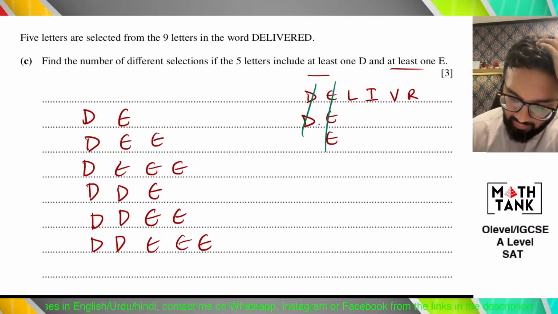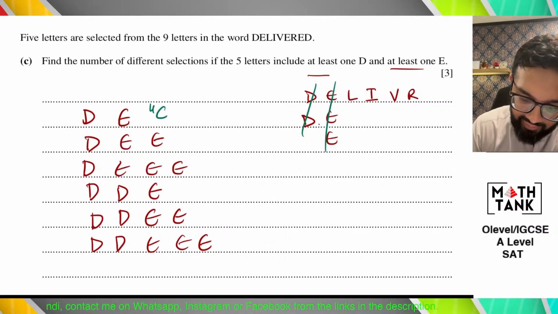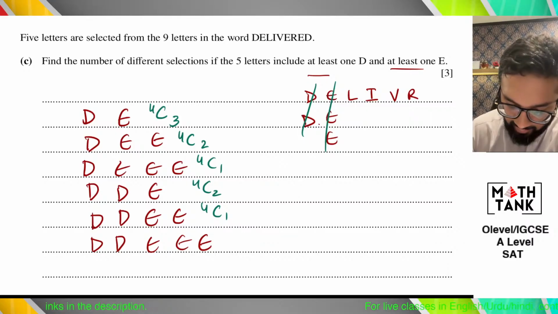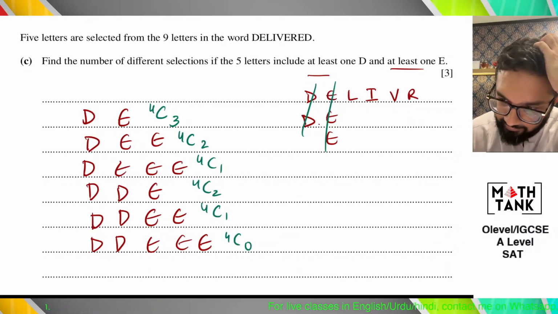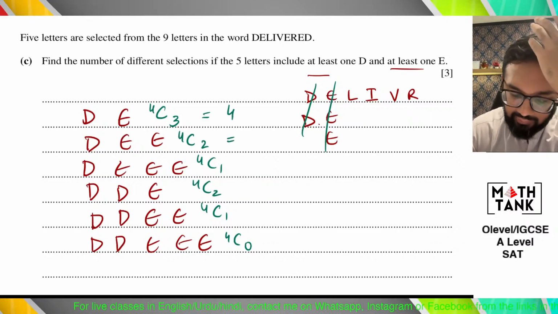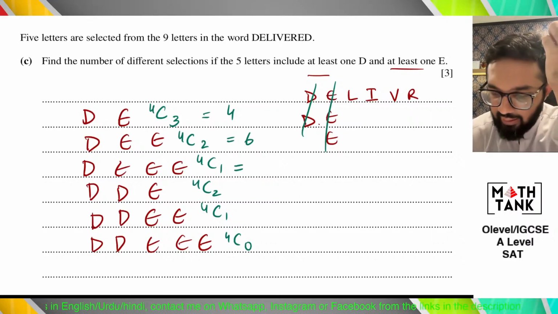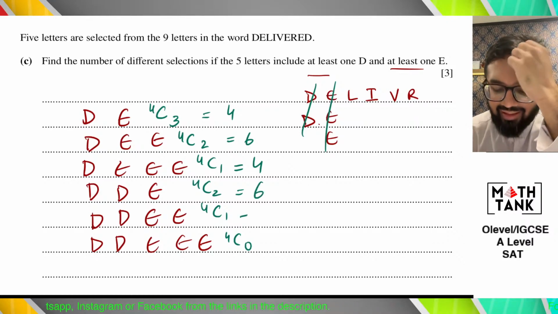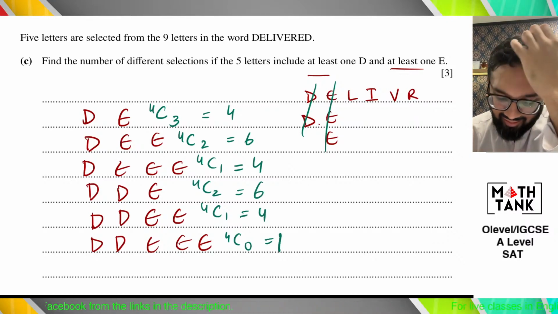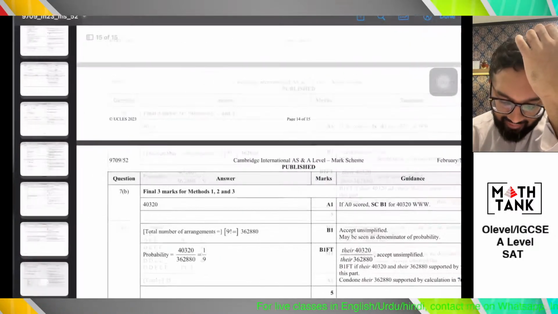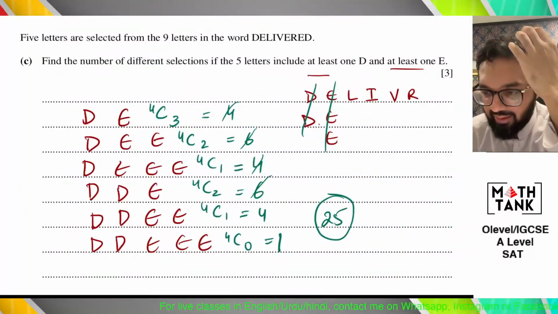Okay, so the D's and E's are gone. So I have 4C3, 4C2, 4C1, 4C2, 4C1 and 4C0. 4, 6. 4 and 1. So 10, 20, and 25. I don't know if that's correct. Yes, that is correct.